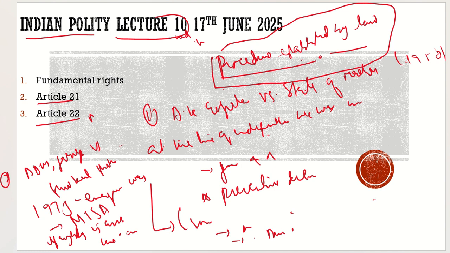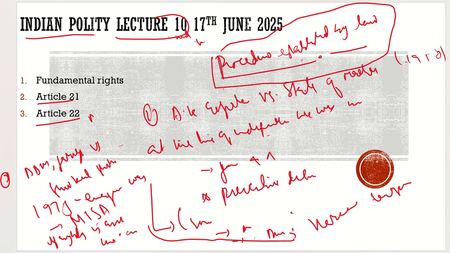And this case is also called the habeas corpus case. So here it was a judgment till 1975. After that, the court established the procedure established by law. The courts in India, the judiciary in India, followed this principle.